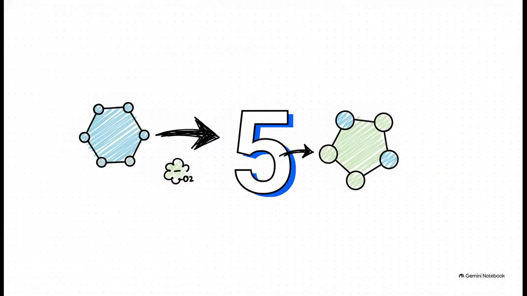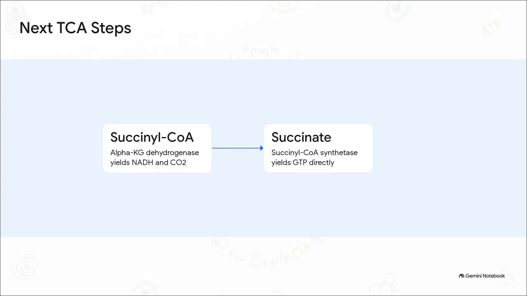Let's just pause and anchor ourselves for a second. Because we just lost a carbon dioxide molecule at the isocitrate dehydrogenase step, our carbon count has officially dropped from 6 down to 5. We now have a 5-carbon molecule called α-Ketoglutarate. Continuing around the wheel, that 5-carbon α-Ketoglutarate meets the enzyme α-Ketoglutarate dehydrogenase. Once again, we lose a carbon as CO2 and we load yet another NADH truck.